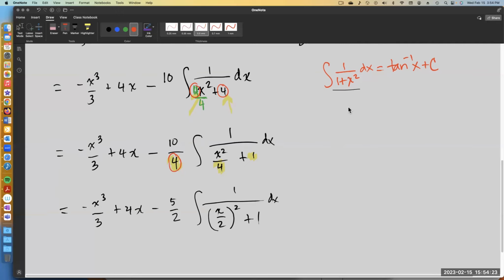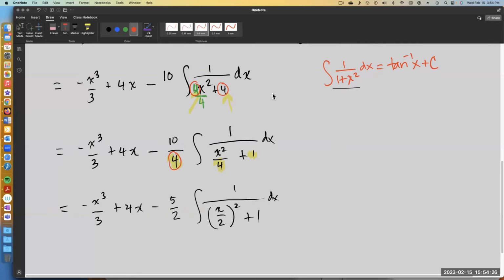And now we can integrate this with our basic trig integral in conjunction with RCR. So this will be negative x cubed over 3 plus 4x minus 5 halves. We now are in arctan form. When you have 1 divided by a sum of squares with 1, that's arctan. And I'm going to leave a little space for RCR. So then this will be arctangent of x over 2. And what is the derivative of x over 2?